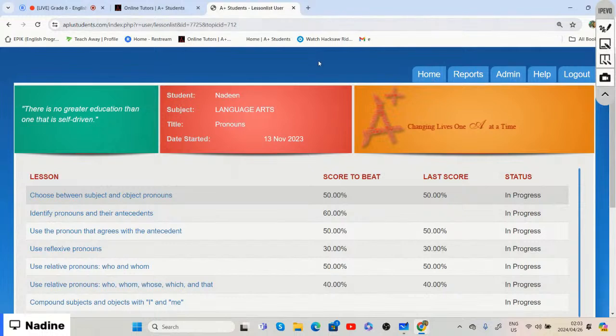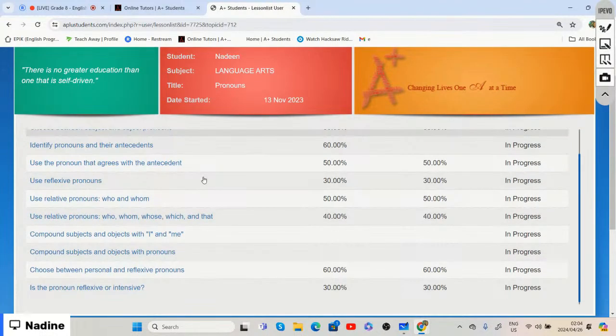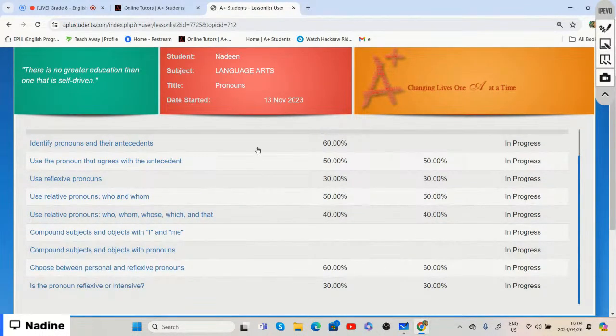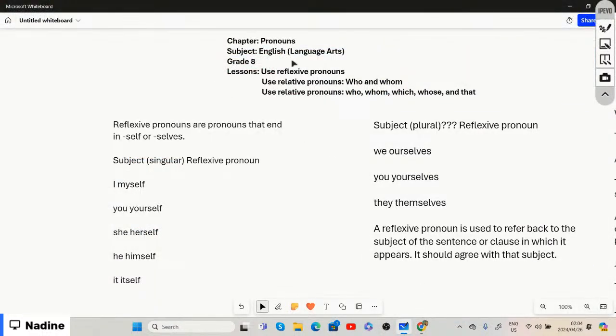All right. So pronouns, this is now a continuation of pronouns because as you can see, we have quite a few lessons that we're going to do. So we're going to do a few more of these lessons, and then in our next session, we are going to still continue with pronouns, right? So we said our chapter is pronouns. Our subject is English, which is language arts. Grade 8.